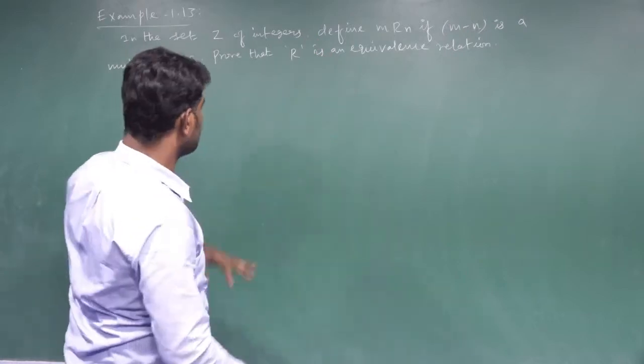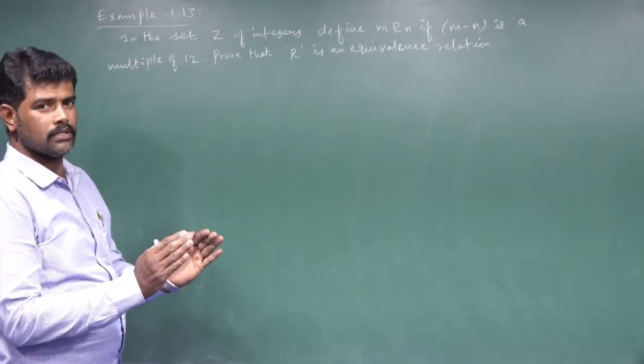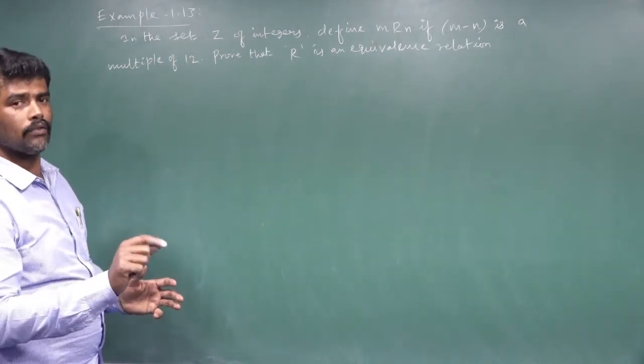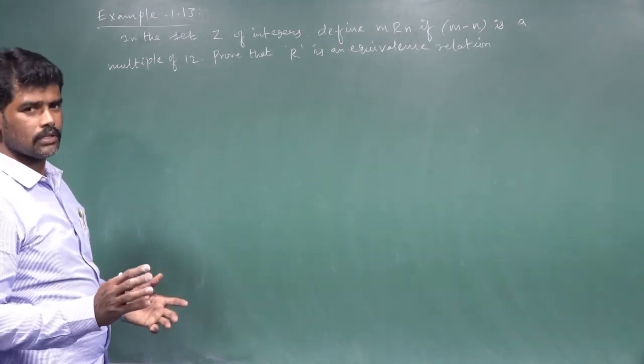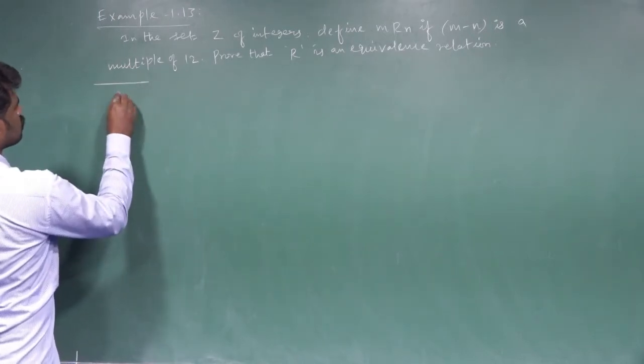Now the relation is M relation N, M comma N. The pair M comma N means the value M minus N should be a multiple of 12. It's nothing but division by 12. Both are the same meaning. Solution.